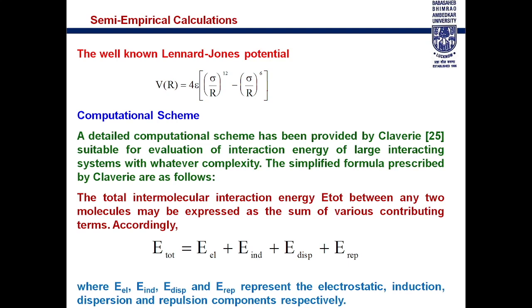The computational scheme for intermolecular interaction. A detailed computation has been provided by Claverie, suitable for evaluation of the interaction energy of large interacting systems with whatever complexity. The simplified formula described by Kitaigorodskii is as follows.